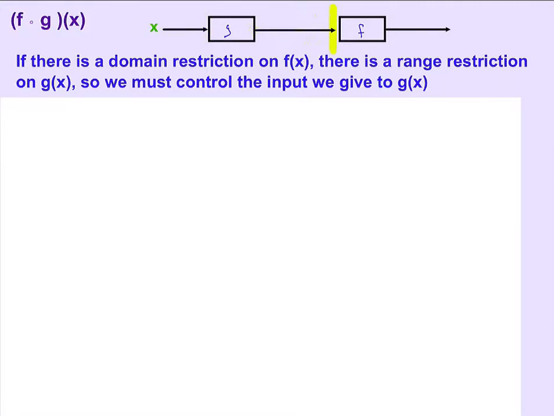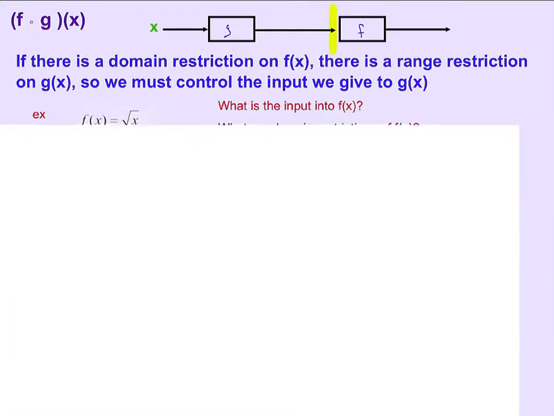And that's the main idea, talking about the domain of a composition of functions. Figure out what is the gate, what is the requirement for getting into the second function, and control what we put into the first function in order to make sure we don't mess that up. So let's look at an example.